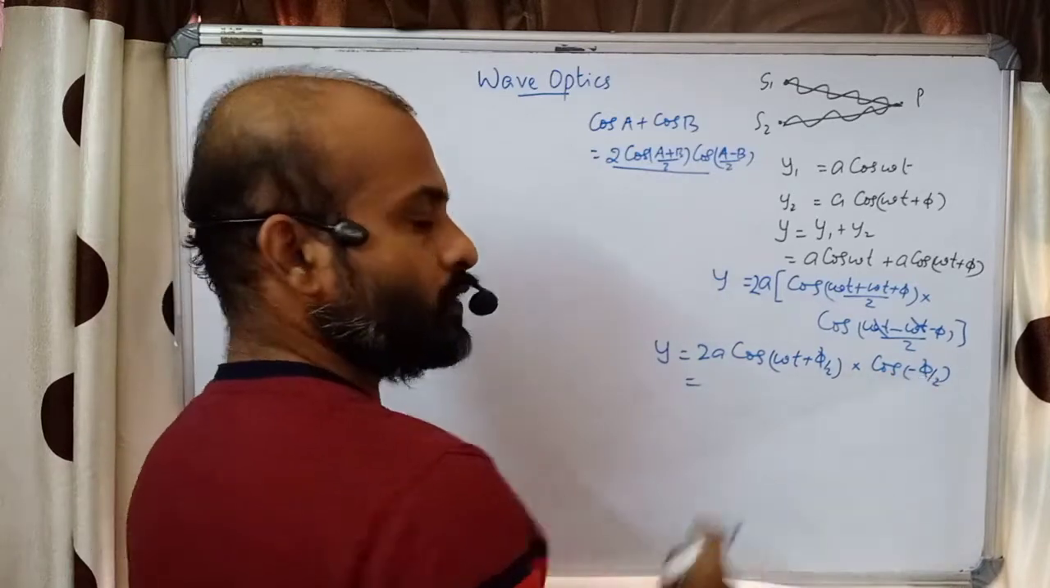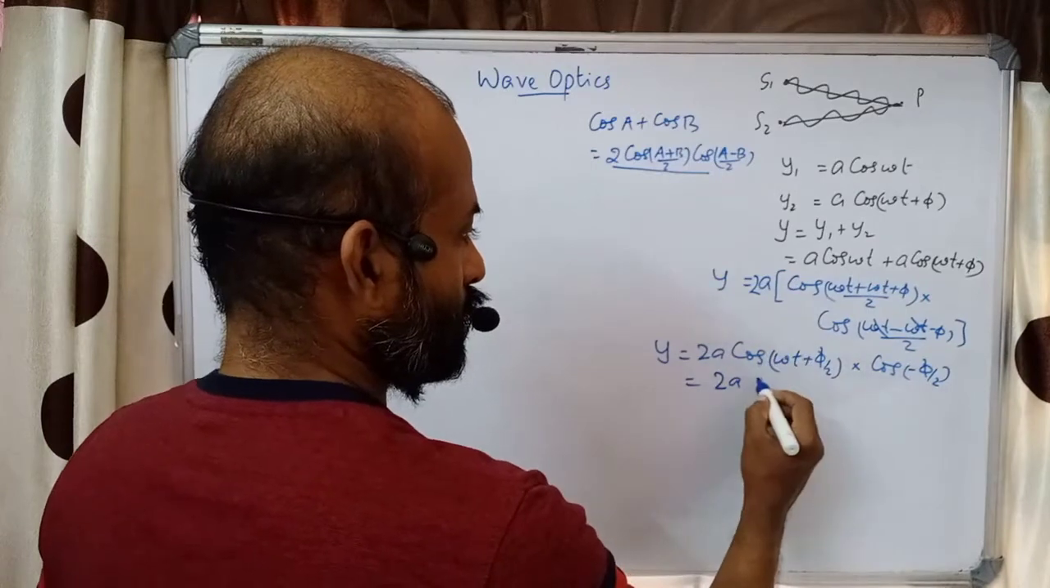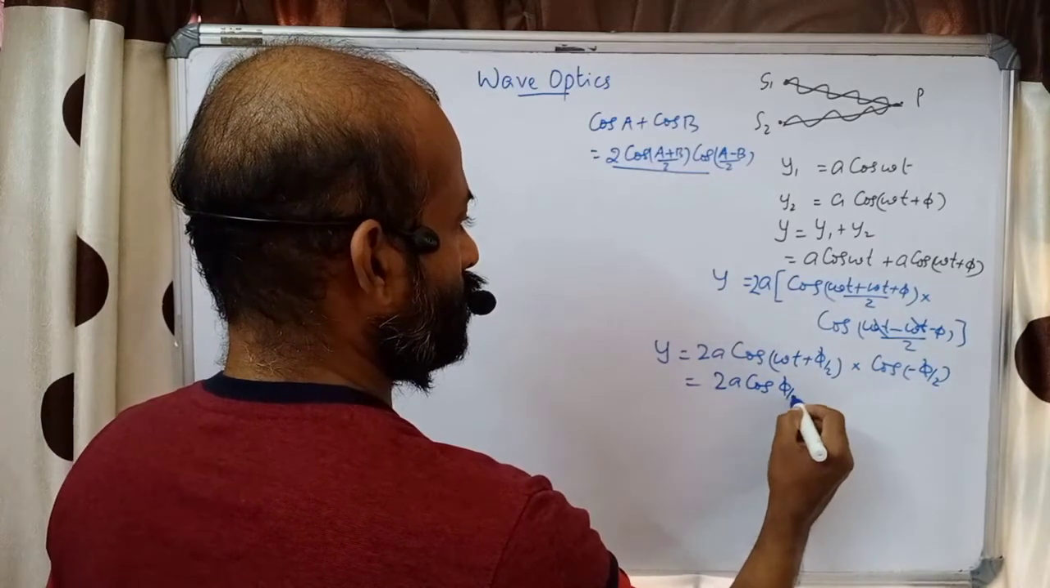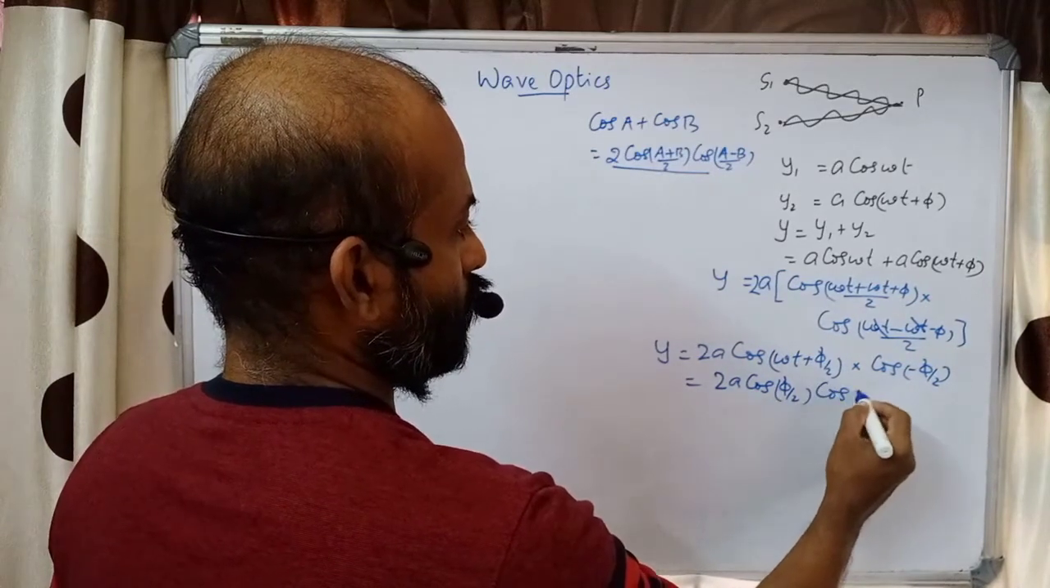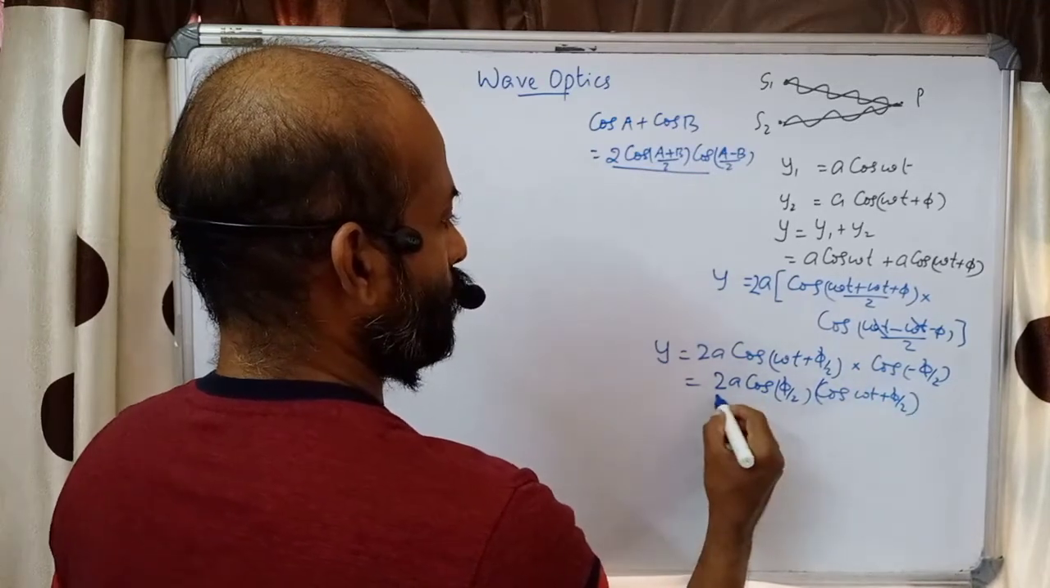But we know that cos minus theta is equal to cos theta. We can write 2A, take this to first, cos phi by 2. The second term is cos (omega t plus phi by 2). These are the terms. Now this is the amplitude part.